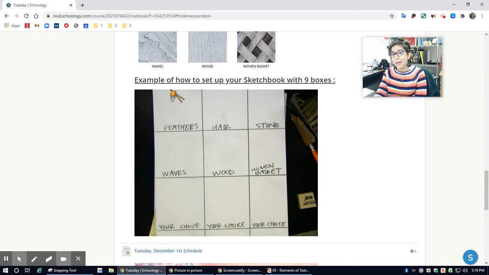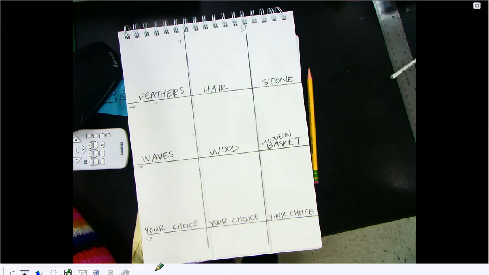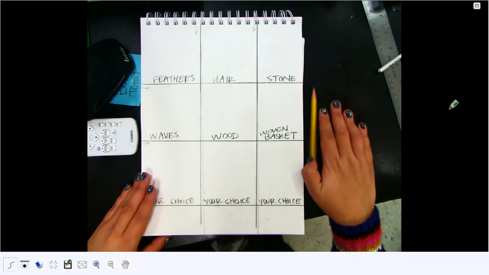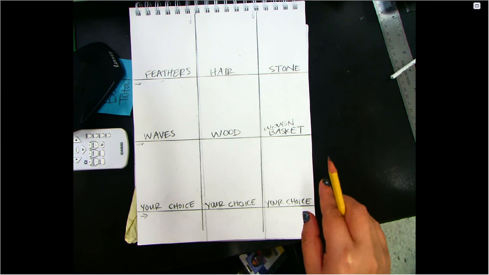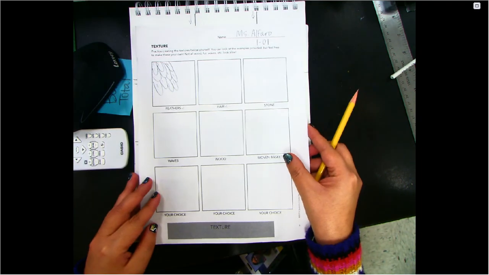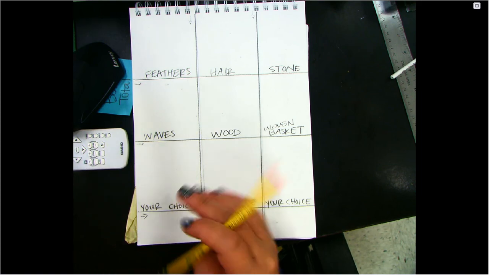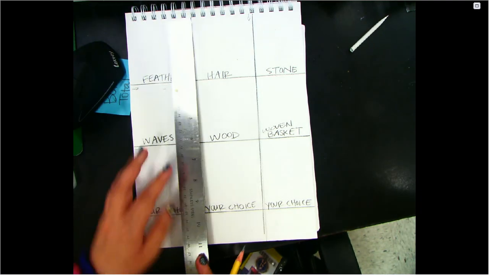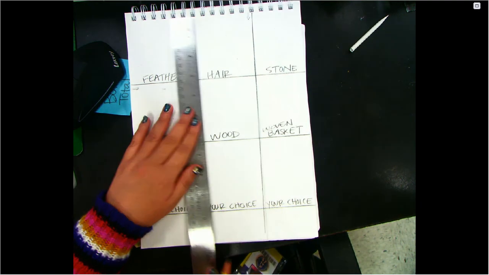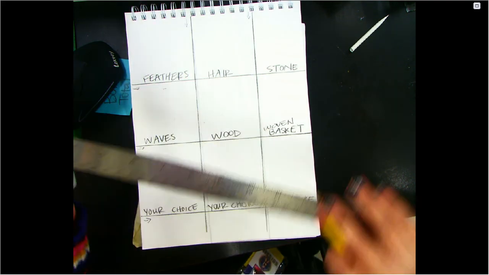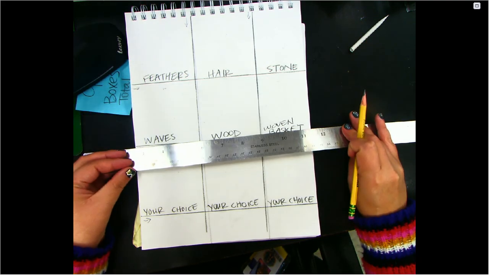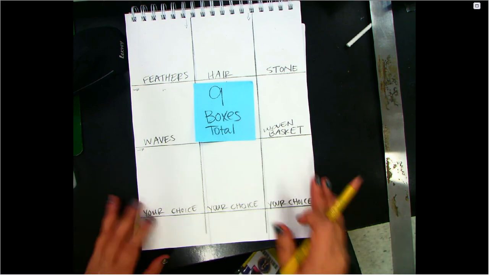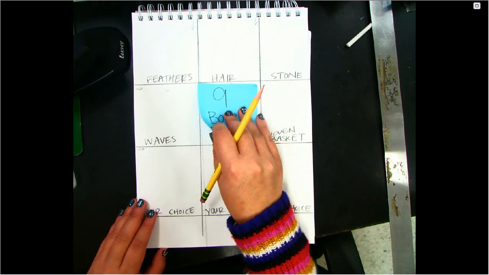So let's take a look at how I did mine. All right, so as you see right here, this is how I set up my sketchbook for this assignment. Now, if you're an in-person student, you're going to be working on a worksheet, but for those of you working at home online by yourself, you're going to need to set up your sketchbook just like mine. So what I did for this is I drew 2 lines down, and I also drew 3 lines across. You're going to want a total of 9 boxes. So if you need to pause the video to see how it looks, you're more than welcome to.